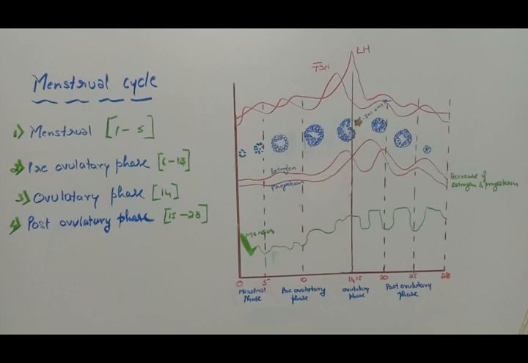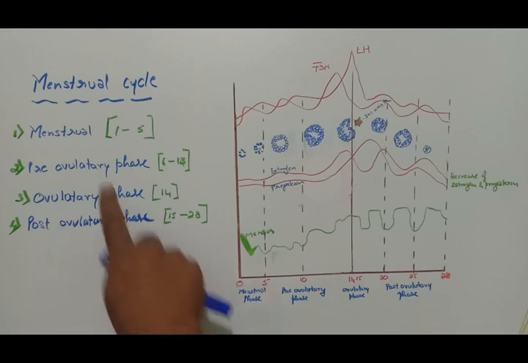Now let's see the definition of menstruation. Menstruation is a periodic discharge of blood, mucus and cellular debris from the uterus through the vagina in about 4 weeks. As we know, the length of the menstrual cycle varies in different women.